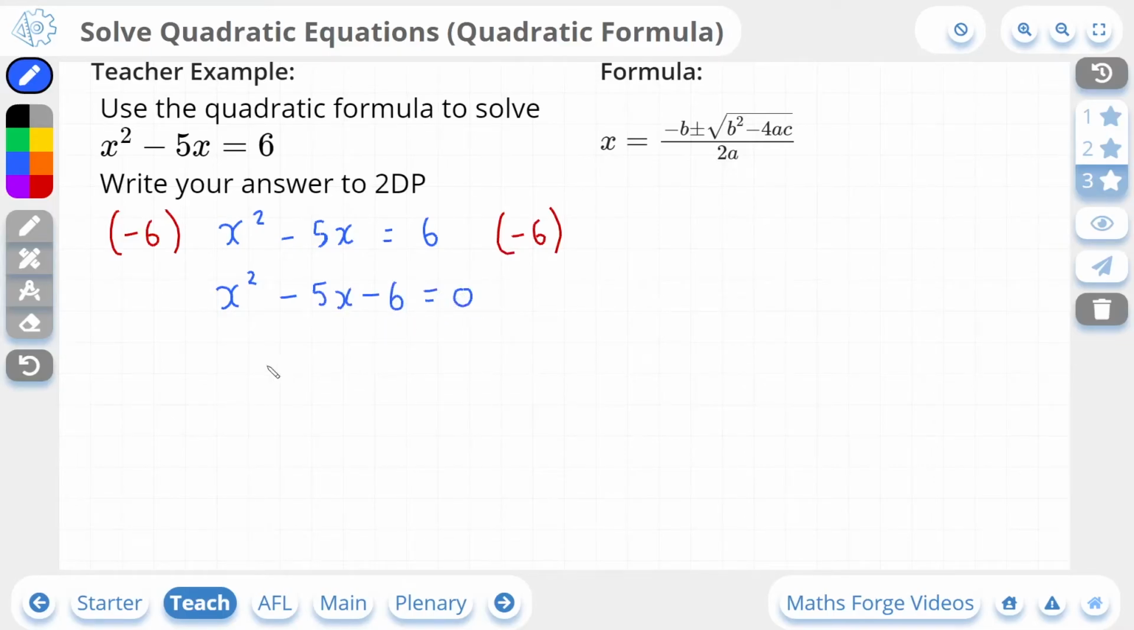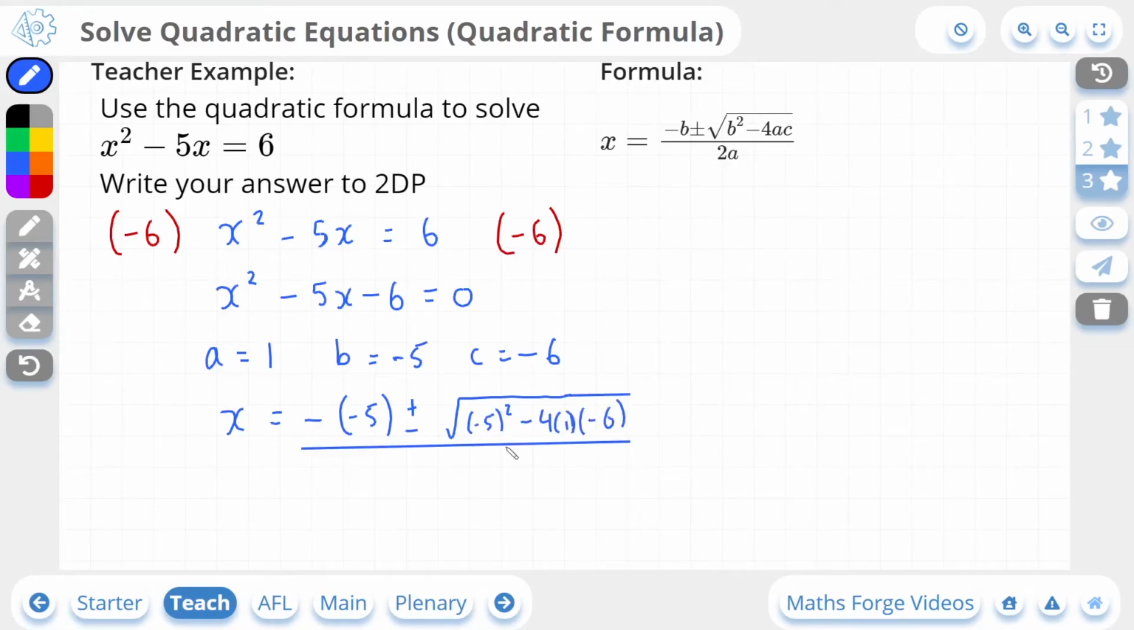And at this stage here, we can find our values for a, b, and c. A is equal to 1, b is equal to negative 5, and c is equal to negative 6. Inputting these values into the quadratic formula, we end up with x is equal to minus b, which is brackets negative 5, plus or minus the square root of b squared, so it's minus 5 squared, minus 4 times a times c. And this is all being divided by 2a, which is just 2 times 1 in this case.